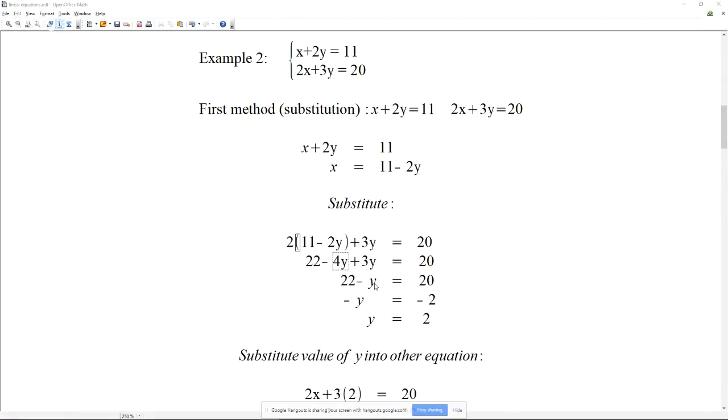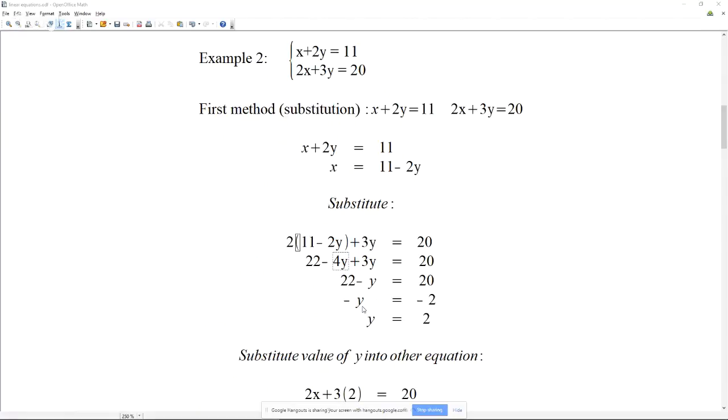Because I have negative 4 of something, and I'm just adding 3. I still have a negative. I still have a deficit, right? From 0. So 22 minus y equals 20, right? This hasn't changed. I then subtract 22 from both sides. This goes away. I'm left with negative 2. And then how do I get to here?